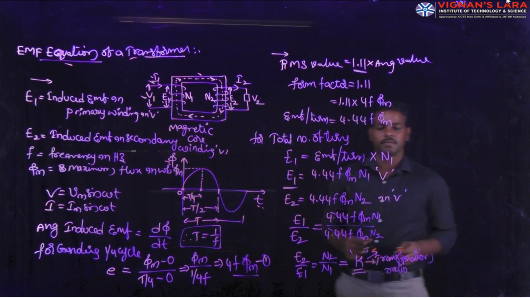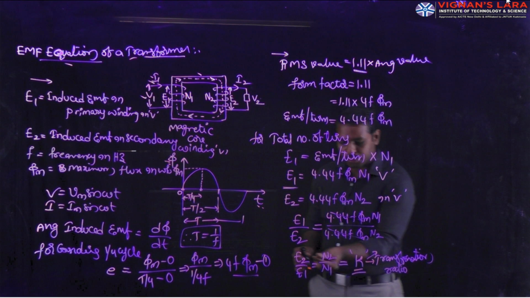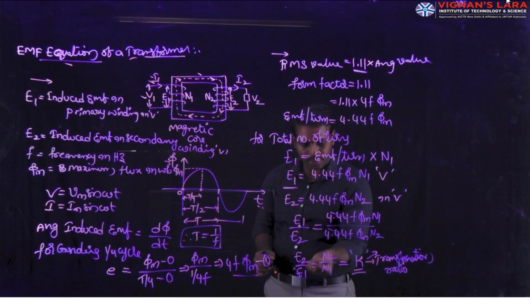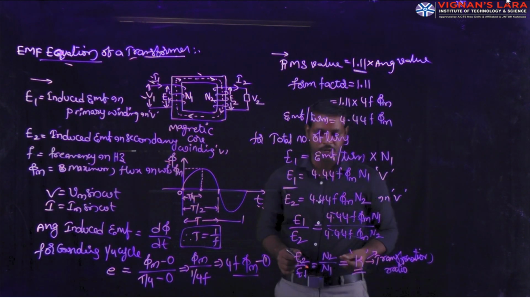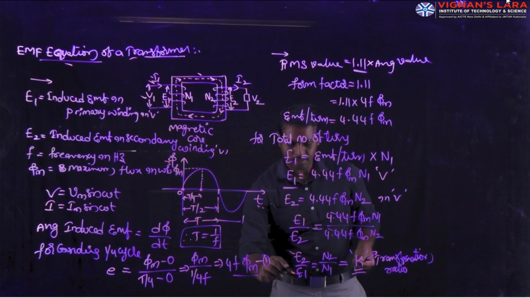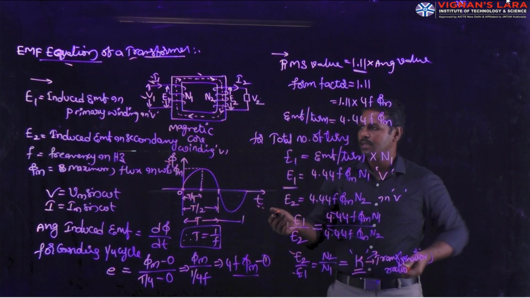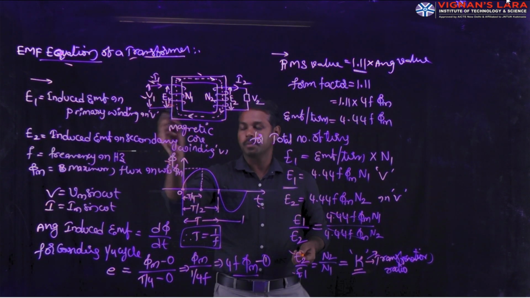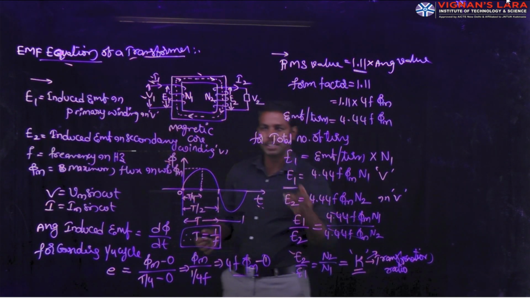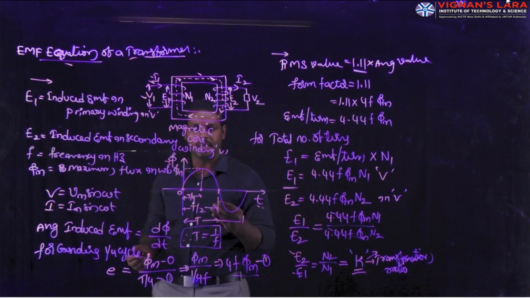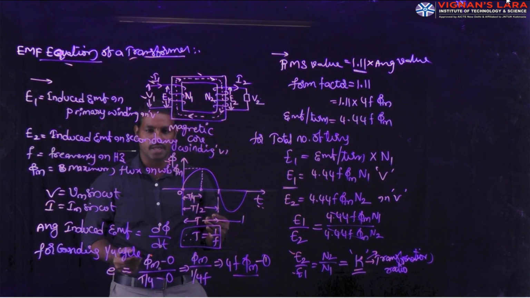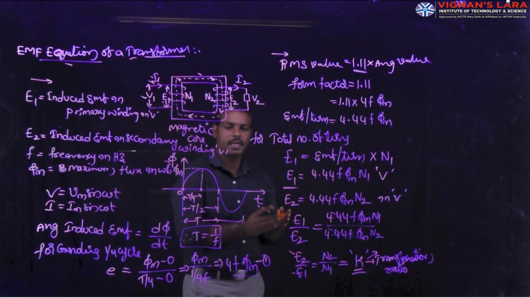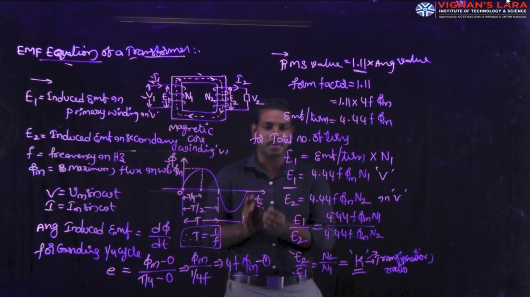So K is equal to E2 divided by E1, N2 divided by N1. So these are the voltages. Voltage is always represented in volts, but whatever voltage is developed in the primary winding of a transformer always opposes the main cause of producing it, that is the supply voltage.